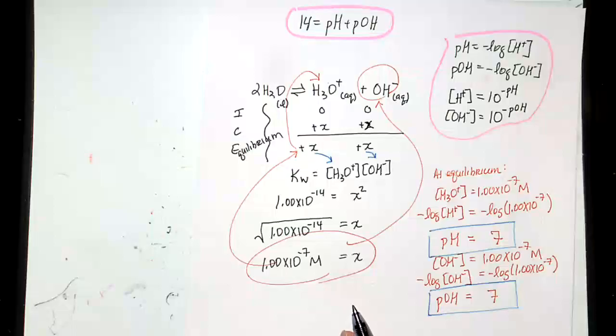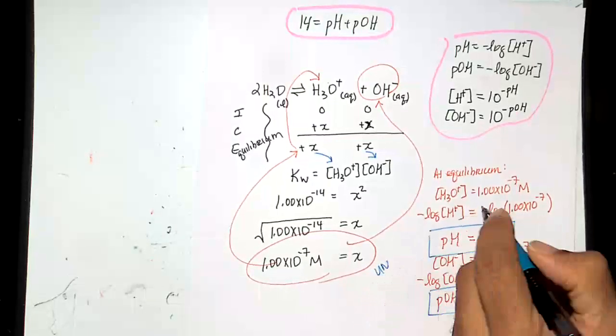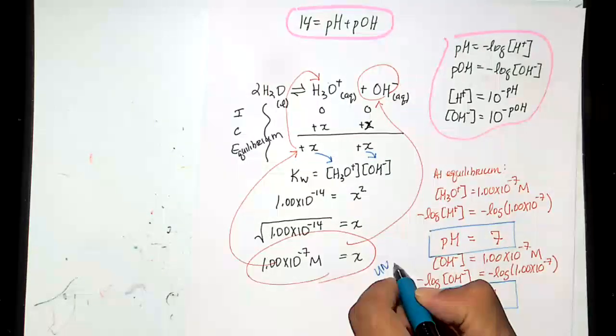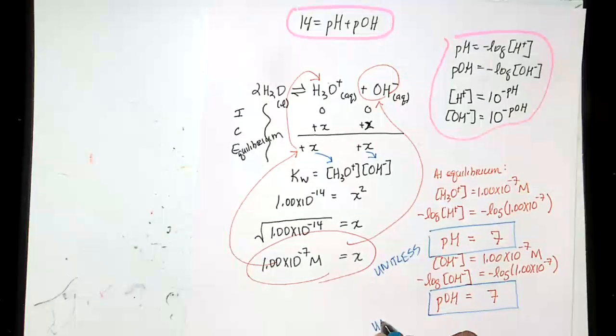A couple of words about this pH and pOH. Number one, it's unitless. Anytime you put something in a log, you're not allowed to put units. Units and log and natural log don't go together. So this pH is unitless, and the same thing with the pOH.